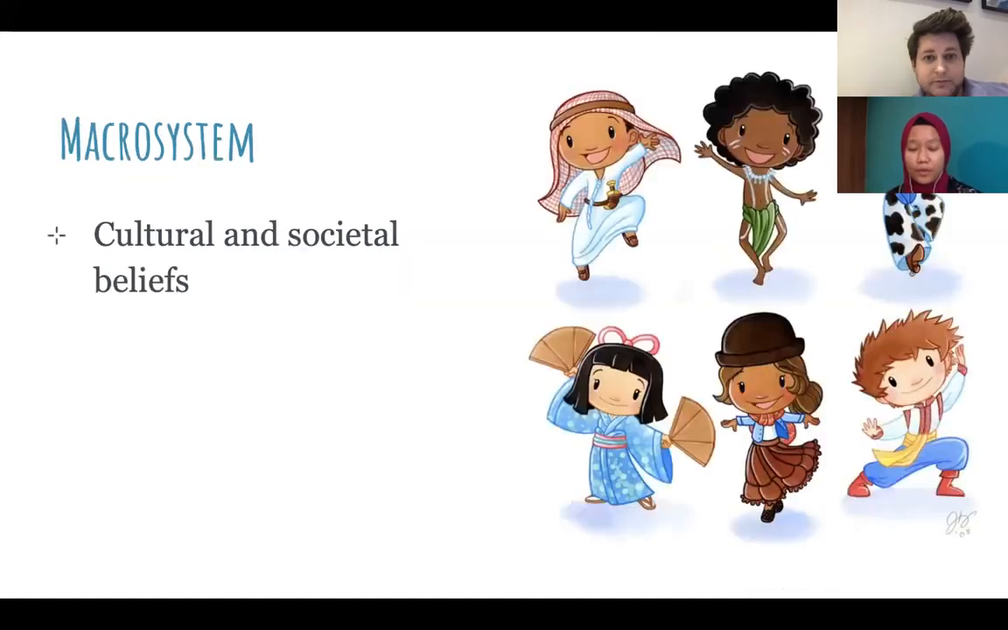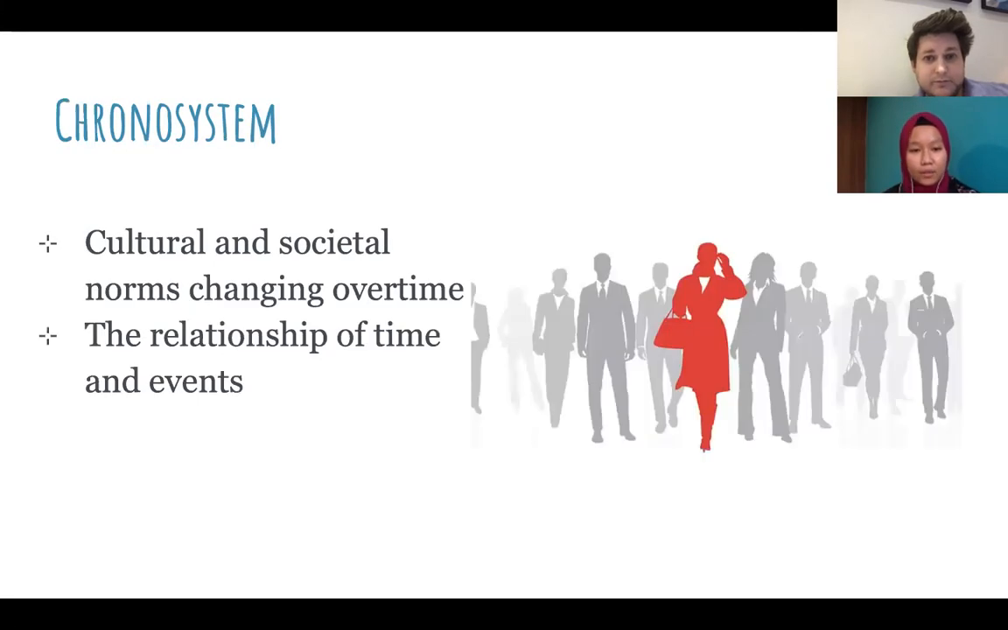The next one, which is the fourth layer, is the macrosystem. This is the cultural and societal beliefs that the child is born into, and that's how they become part of it, and often not by their own choosing. And the final layer of it is the chronosystem, and this is the cultural and societal norms that are changing over time. So something that could happen would be a major life transition, maybe a divorce of the parents, and how this would affect the individual over time.